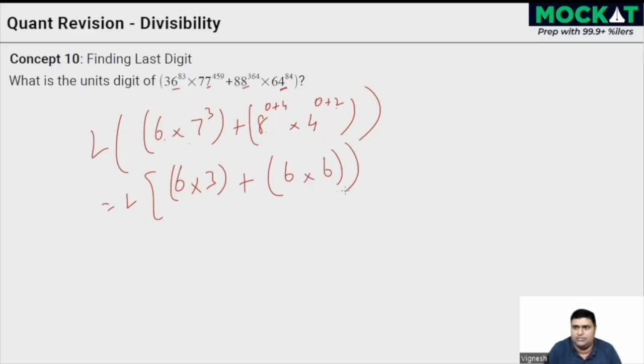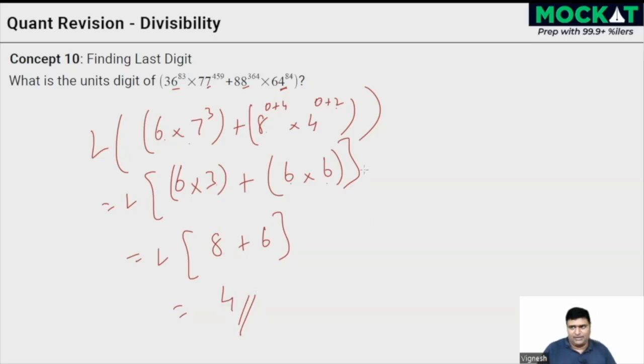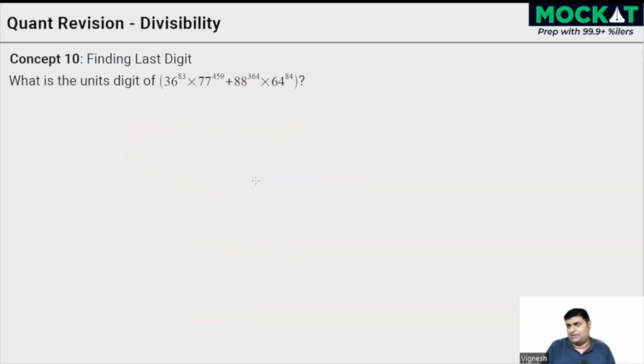6. I want the last digit of 6 into 3, 18, that is 8, plus 6, plus 6 is 36, so 6. 8 plus 6 is going to give us 14. So 4 is the last digit. That's it. So this question is clear. You're able to apply the cyclicity properly, divide and notice all these. You can pause at this and also see why we're getting the 0 and adding back the divisor. The concept should be clear with this.